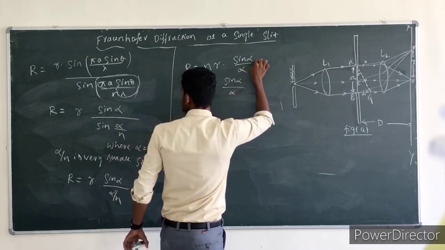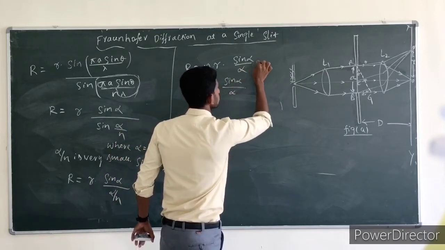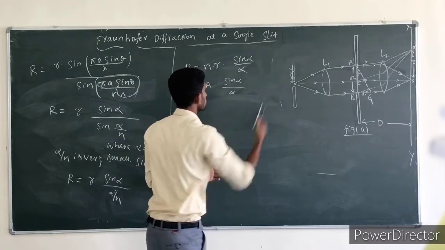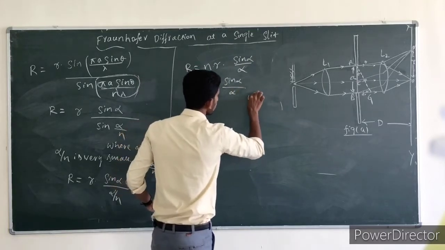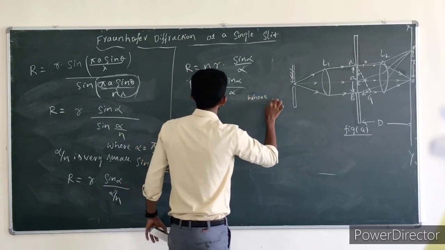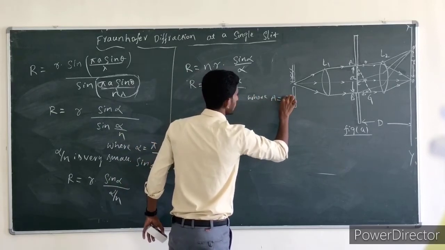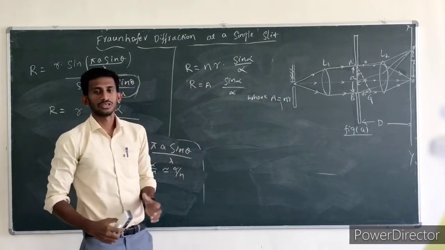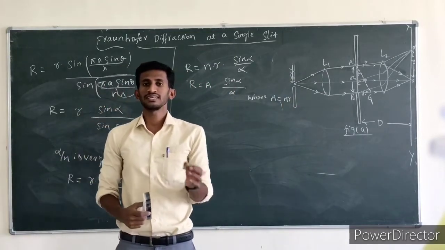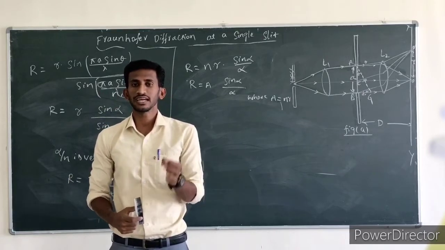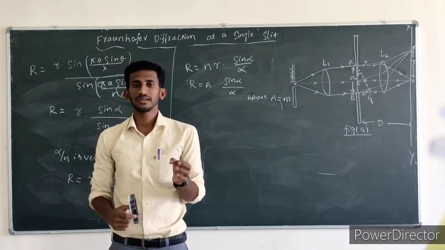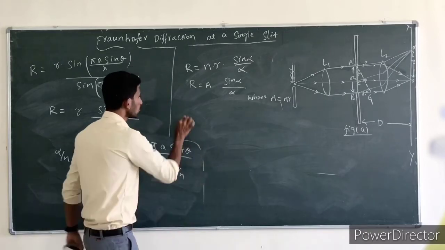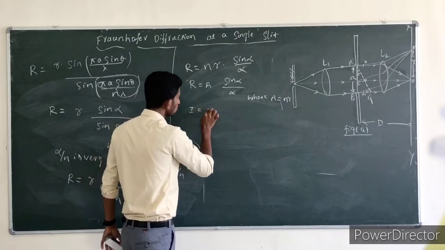So this is equation number 5, where a is equal to n times r. Here a is also again amplitude. Now if I want to find the resultant intensity at this point P, intensity at point P is equal to the square of the amplitude. So intensity is equal to the square of R.